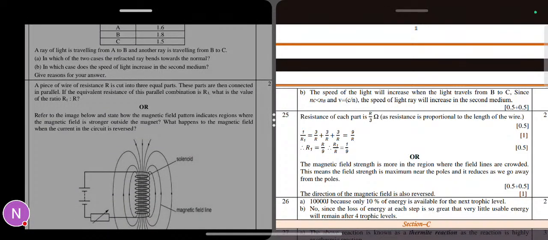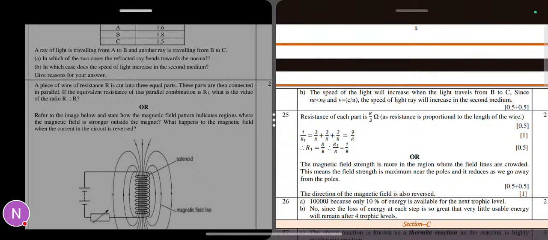Next, 25th question. A piece of wire of resistance R is cut into 3 equal parts. These parts are then connected in parallel. If the equivalent resistance of this parallel combination is R1, what is the value of the ratio R1 to R? So the resistance of each part is R by 3 ohms. Therefore 1 by R1 is equal to 3 by R plus 3 by R plus 3 by R, that is equal to 9 by R. So therefore R1 is equal to R by 9, that is R1 by R equals 1 by 9.